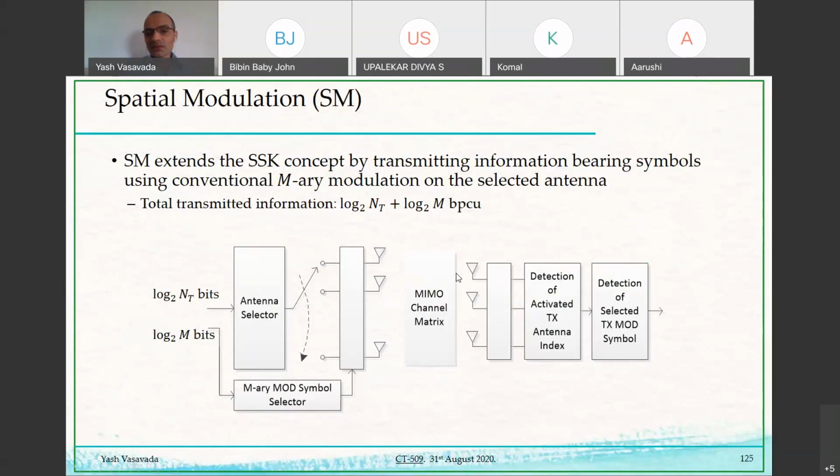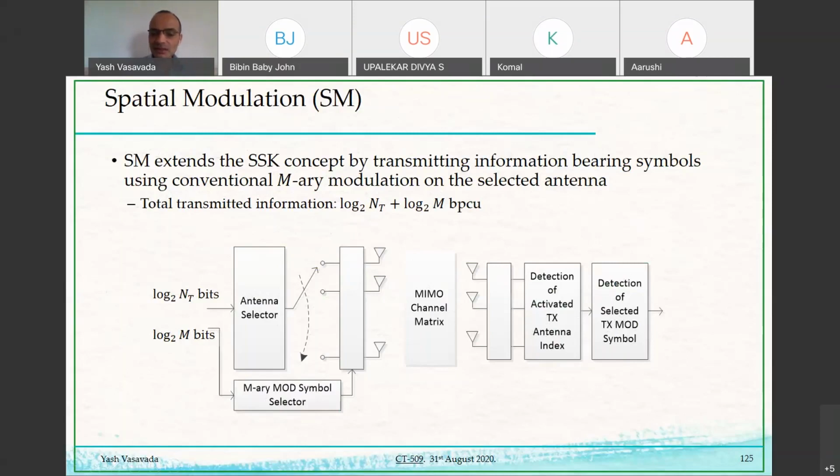At the receiver now, what I will have to do is, I will have to not only detect which of the antennas has been selected, but then also detect which symbol has been selected out of the total of M possibilities. And so the SM has a slightly more complicated receiver. One way is that it will first detect the antenna and then it will select the transmitted modulated symbol. But this is not the only way that the receiver can operate.